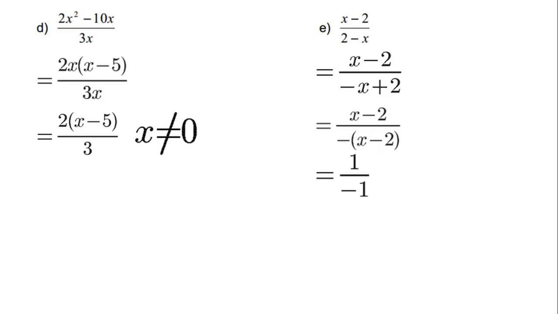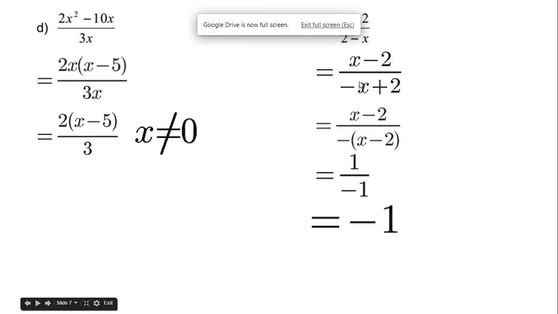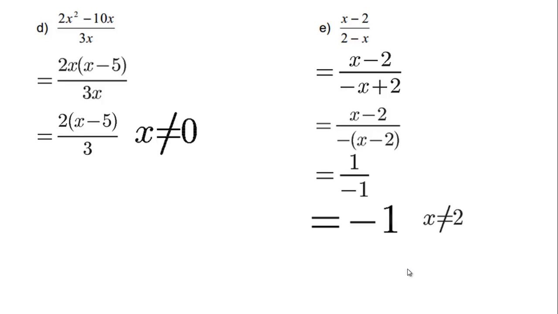Oh, you just recognize that the answer is negative 1 because there's a negative sign. It's kind of funny that this is always equal to negative 1. It doesn't look like that originally, but it is a horizontal line at negative 1, except for the fact that x cannot equal 2. Okay.